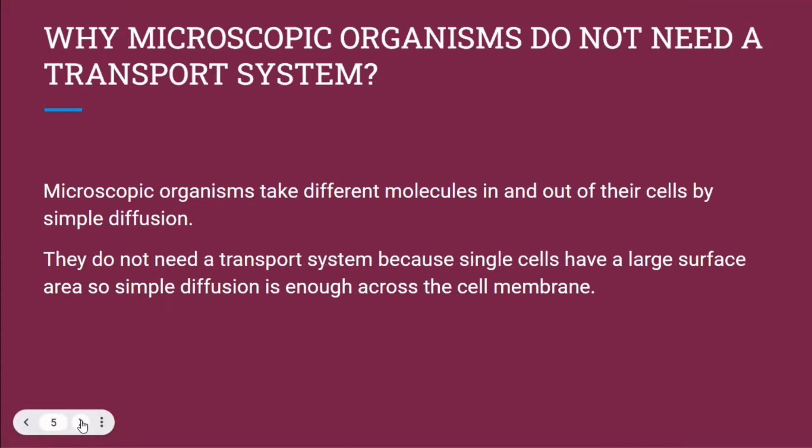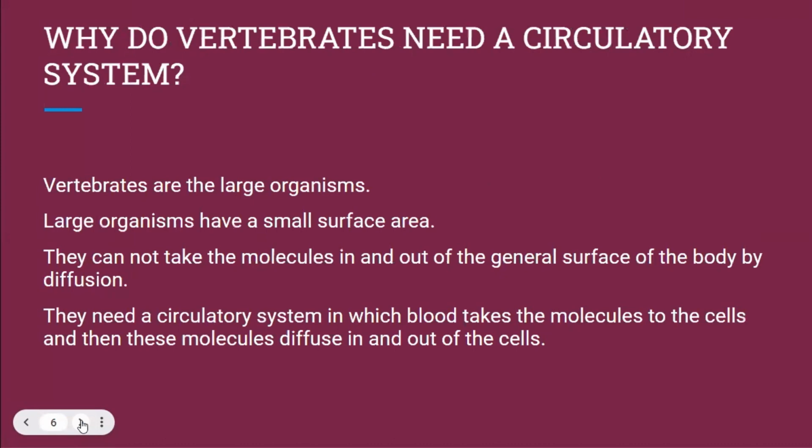Why do we need a transport system, and why do microscopic organisms not need one? Because organisms with a microscopic size have a very large surface area, so they can easily take molecules in and out of their cells by the process of diffusion. Whereas in large organisms like vertebrates, fishes, amphibians, reptiles, birds, and mammals, the size of the body is so big that our surface area is reduced a lot.